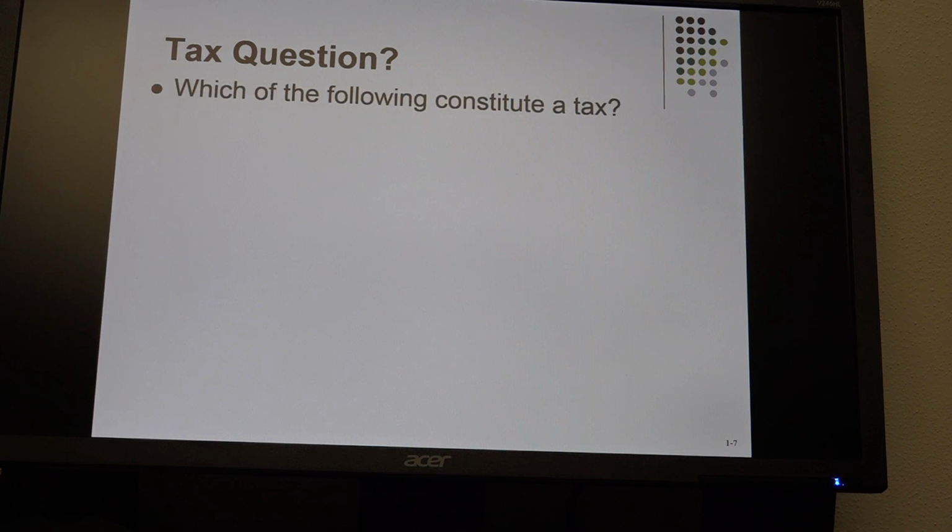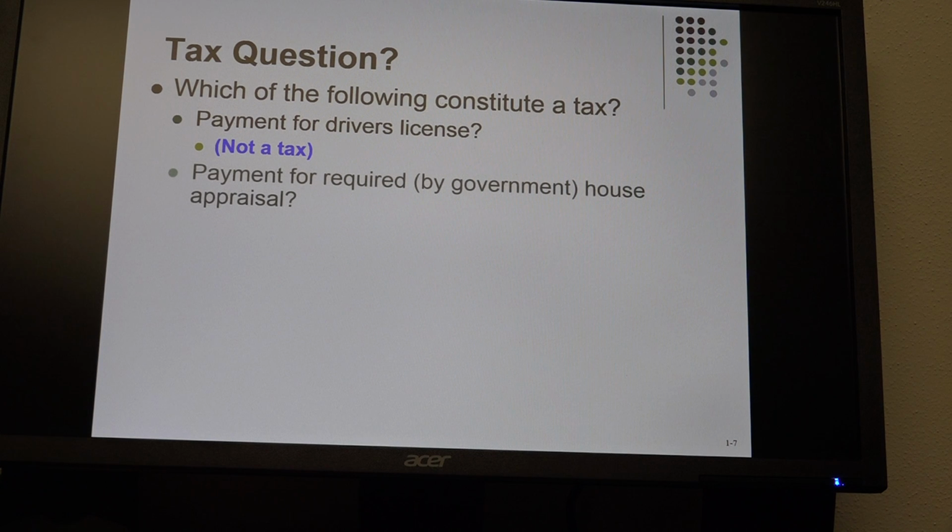So here we have a question: which of the following constitutes a tax? Payment for driver's license. Well, no, that's not a tax. That's a fee. You're getting the benefit of being able to drive. Payment required by government for a house appraisal. Well, that's not a tax either.